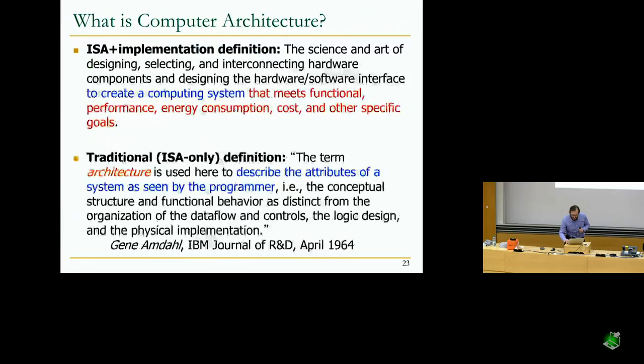So that's the difference between ISA and microarchitecture. Let me define them a little bit more. We're going to talk about some definitions, but let's start with the second one over here. This was done by Amdahl in 1964. Basically, this is the ISA-only definition of architecture. The term architecture is used here to describe the attributes of a system as seen by the programmer. That's essentially ISA, i.e. the conceptual structure and functional behavior, as distinct from the organization of the data flow and the controls, the logic design, and the physical implementation.